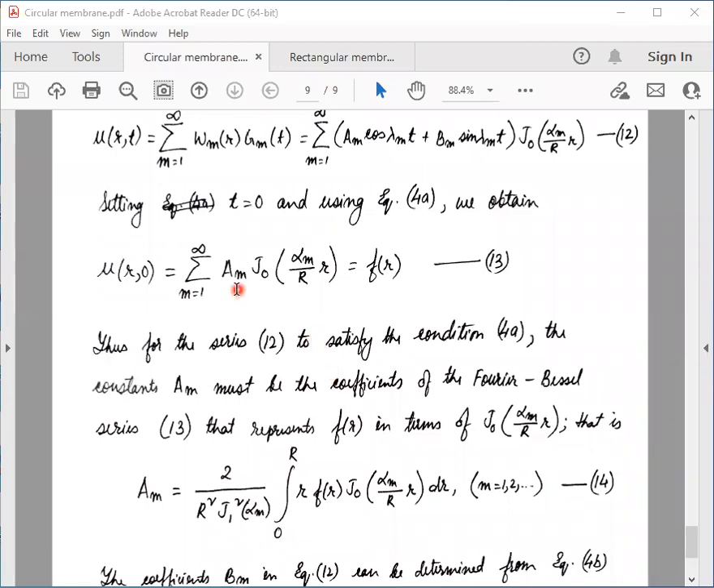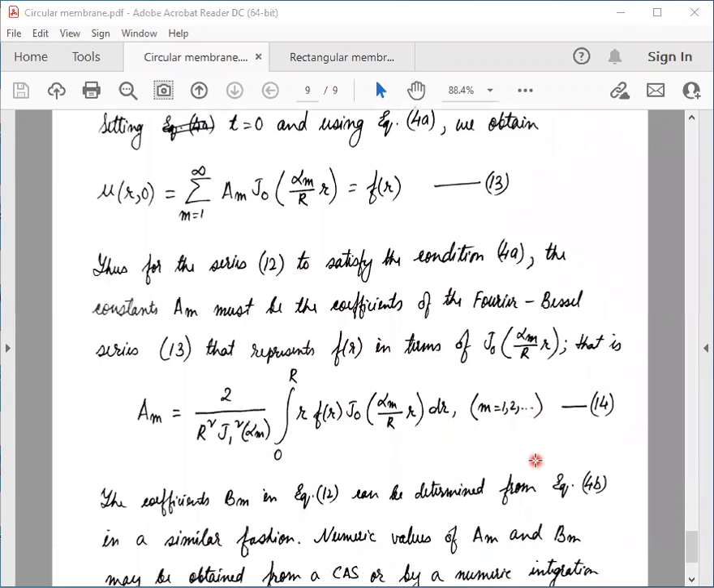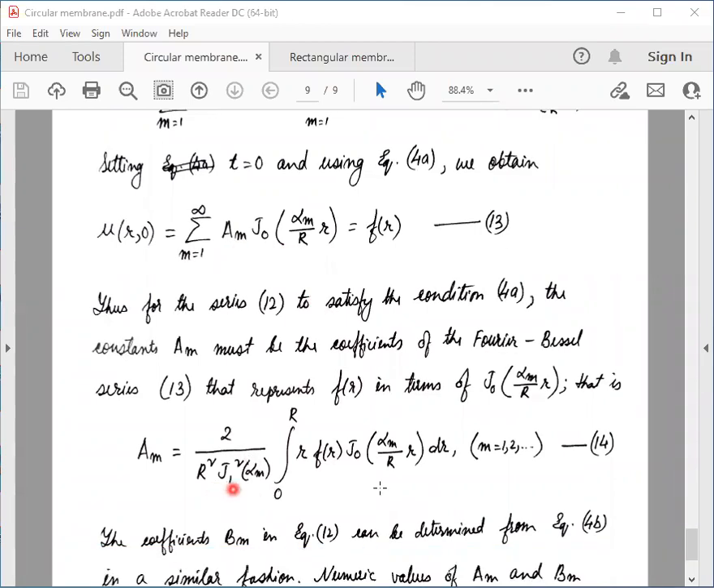And this coefficient am is given by this expression, 2 by R square J1 square alpha m, integration from 0 to R of r f(r) J0 of alpha m by capital R times small r dr, m goes from 1 to 3 and so on. So this is the Fourier Bessel series, and the coefficients are given by this expression.